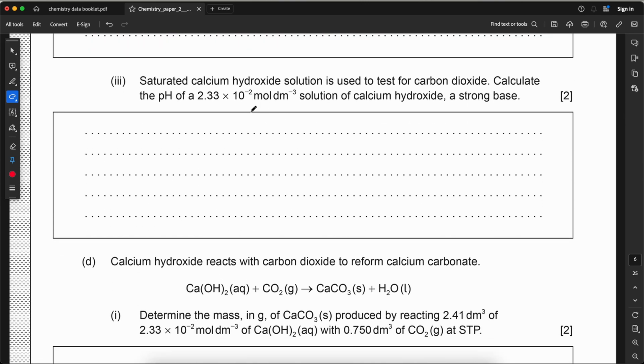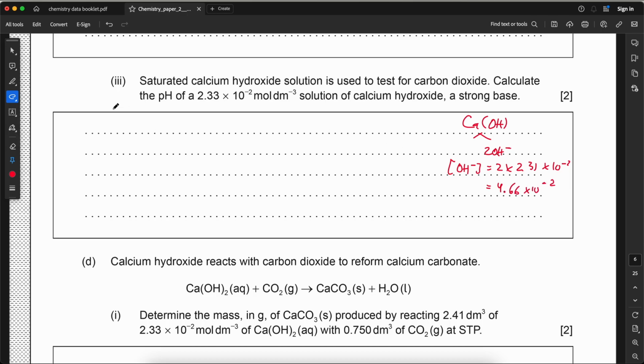Saturated calcium hydroxide solution is used to test for carbon dioxide. Calculate the pH of a 2.33 times 10 to the power negative 2 molar solution of calcium hydroxide, a strong base. Okay, so we know the concentration of Ca(OH)2. Ca(OH)2 has 2 OH minus. Therefore, the concentration of OH minus is 2 times 2.33 times 10 to the power negative 2, which is 4.66 times 10 to the power negative 2.